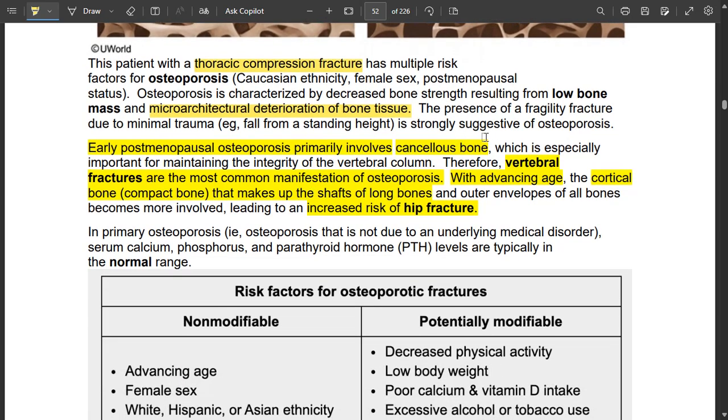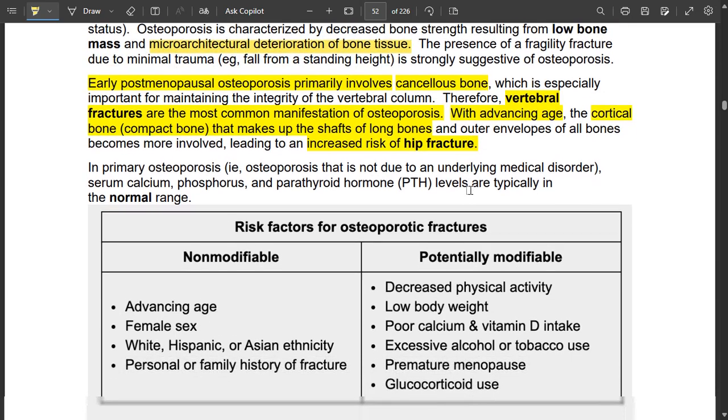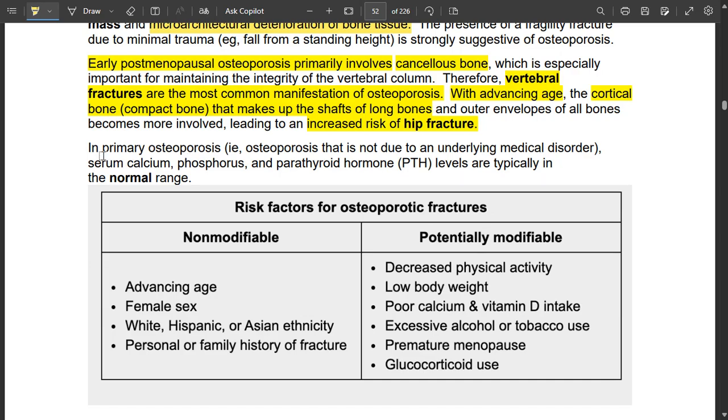Early menopausal osteoporosis primarily involves cancellous bone. So in the early phase of post-menopausal status, cancellous bone osteoporosis is more common, and this bone is very important for maintaining the integrity of the vertebral column. Therefore, vertebral fractures are the most common manifestation of osteoporosis. With advancing age, cortical bone, the compact bone that makes the shaft of the long bones and the outer envelope of all bone, becomes more involved, leading to increased risk of hip fracture.